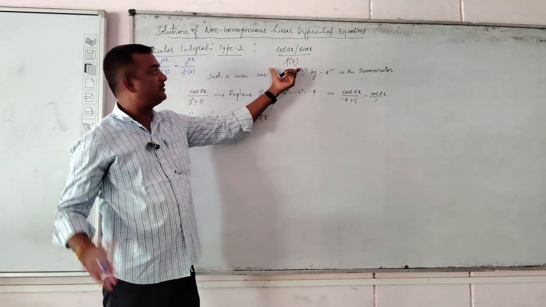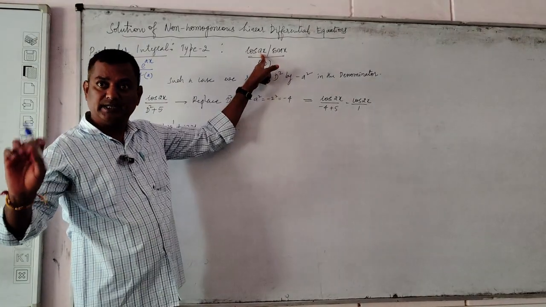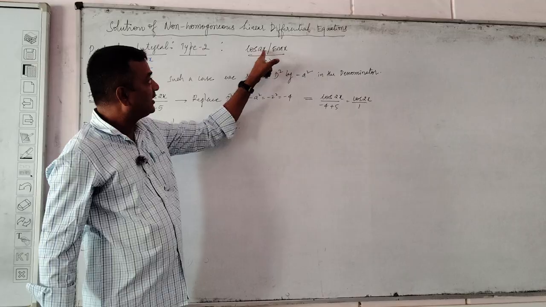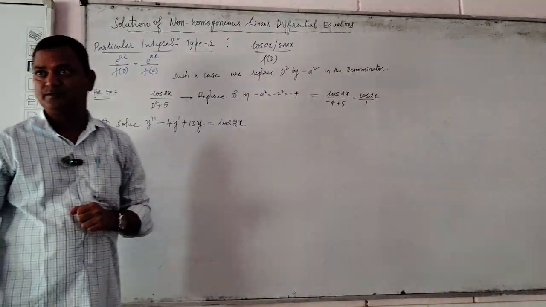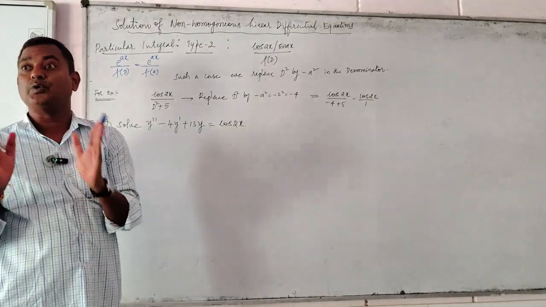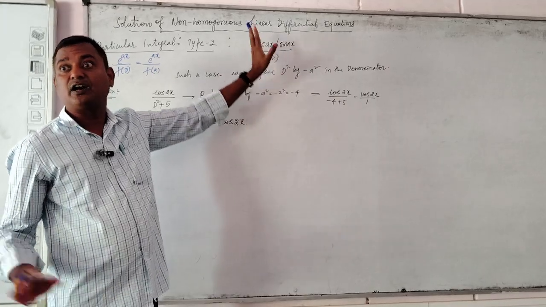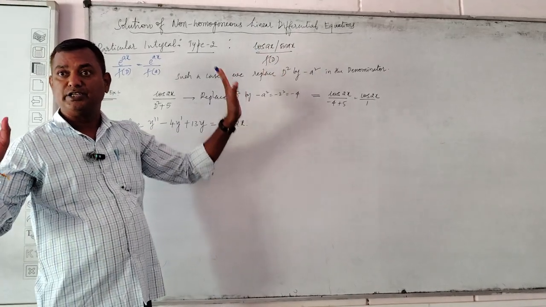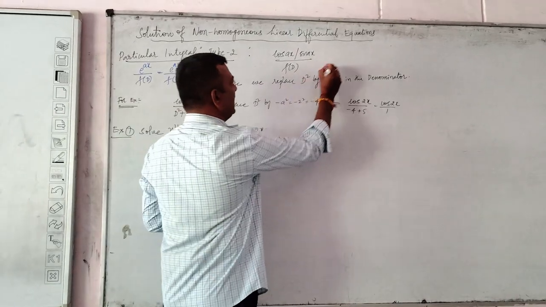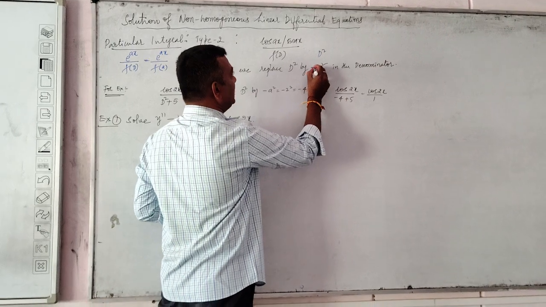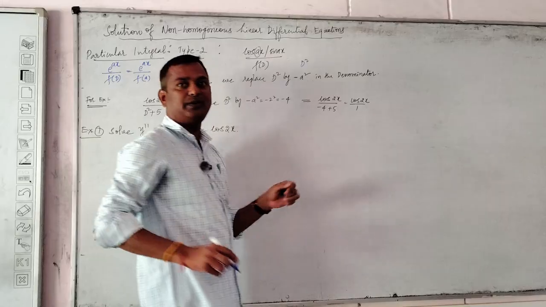What is type 2? The numerator is trigonometric, particularly either cos ax or sin ax divided by a function of D. In such a case, how to evaluate sin ax by function of D, cos ax by function of D: wherever you have D square, you replace it by minus a square.